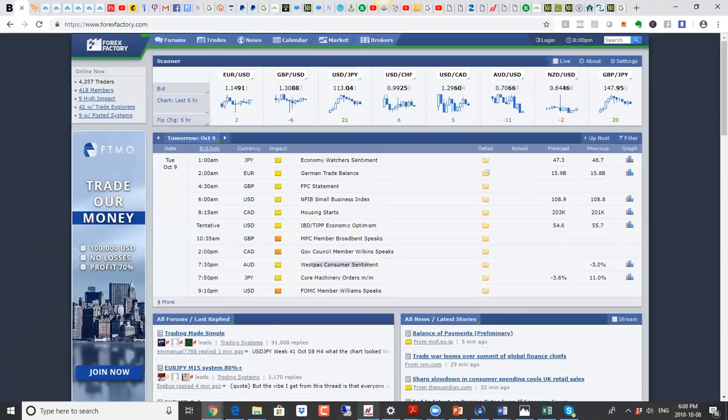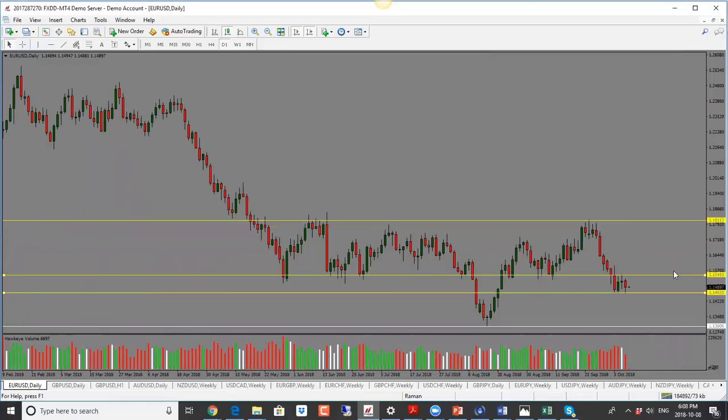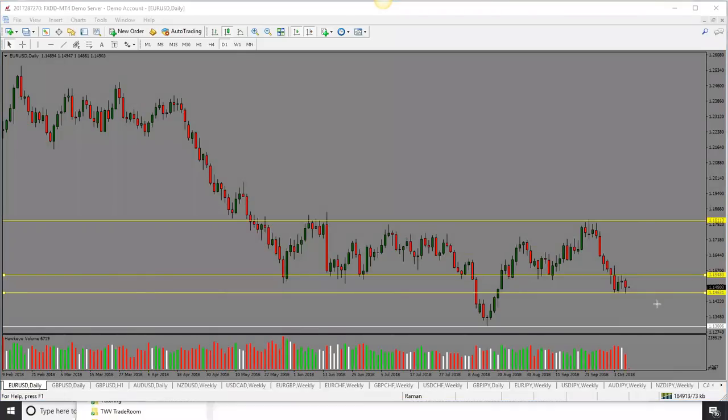So let's just jump on to our charts here. We'll start off with Euro US dollar. With the Euro dollar here, we see that price is trading in this range currently. So it's holding below the support resistance level, trading sideways here. And if it holds below the level at 1.1550, we're looking for a break to the downside. So right now, this is looking bearish.